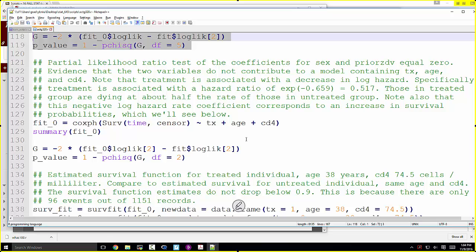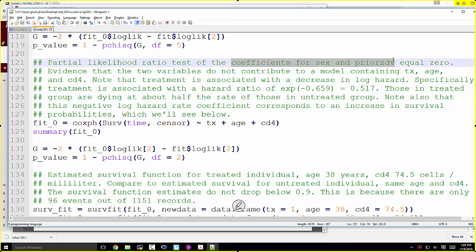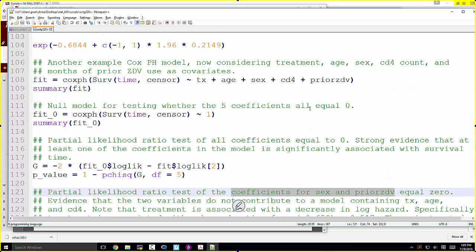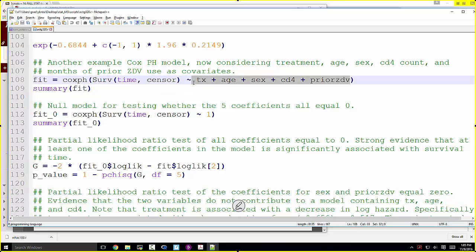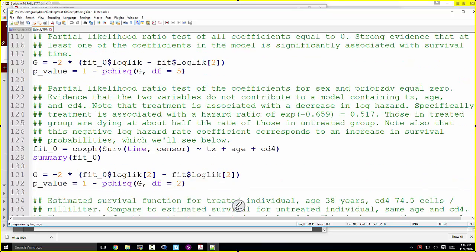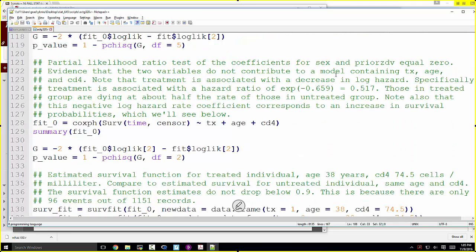I've got a couple more down here. Suppose we wanted to test whether only the coefficients for gender and prior ZDV equal 0. So we're going to compare back to this full model again with all 5 of the covariates and consider the null model as not having those 2 covariates in it. So it's everything except those 2.